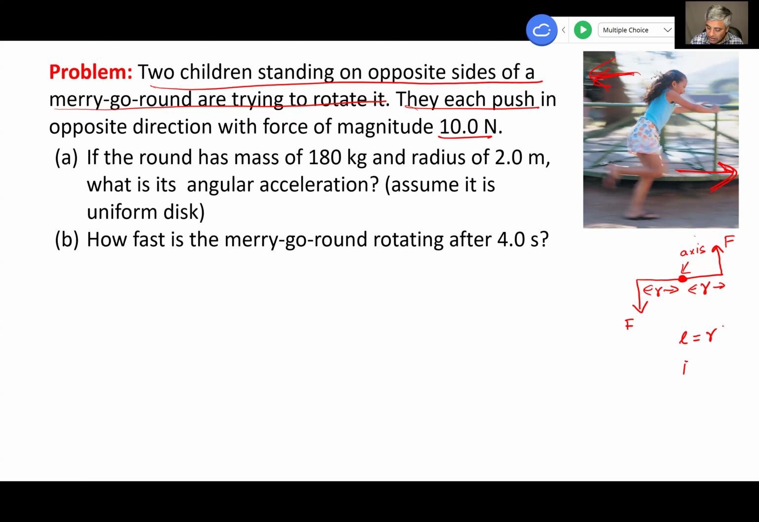So how much is that? 2 meters, and the force is 10 Newtons each. So in part A, it is kind of a kinematics problem. If the round has a mass of that much, so mass is 180 kilograms and radius of 2 meters.